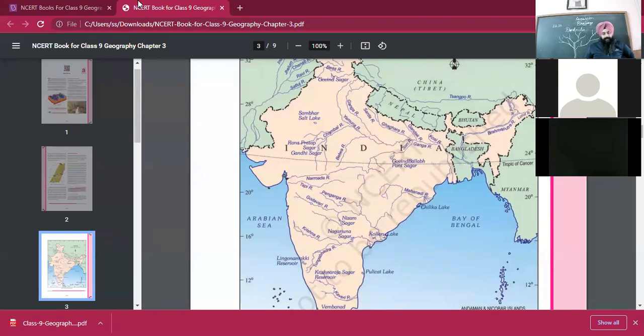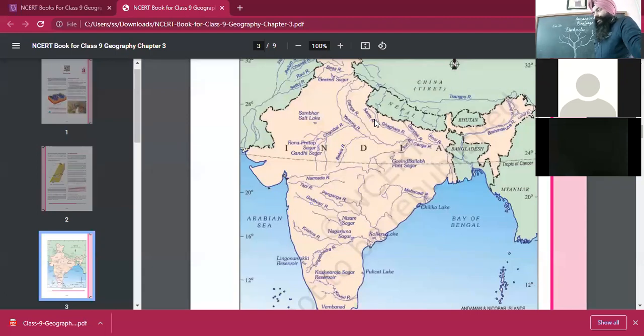They flow according to the slope of a region. Example, on your screens, Betwa and Chambal both join the Yamuna. Afterwards, Yamuna joins the Ganga.